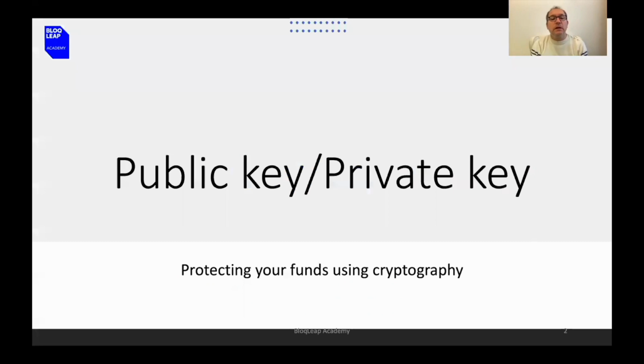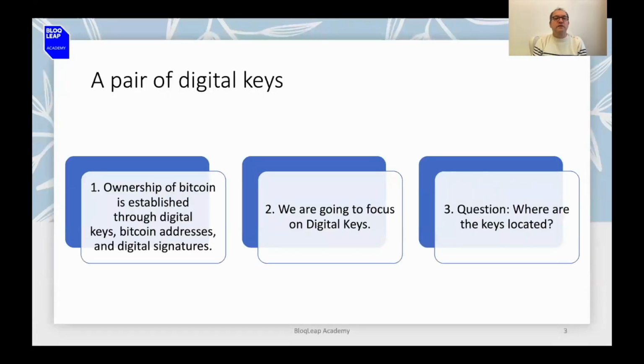We are going to see the public and private key pair, which is a very important concept in order to understand how you can protect your funds using cryptography in cryptocurrencies. Remember, cryptocurrency, the prefix is crypto, meaning cryptography. So, as we mentioned in the previous chapters, when you buy crypto, you put your crypto in some digital wallet. And in order to get the ownership, let's talk about Bitcoin, okay?